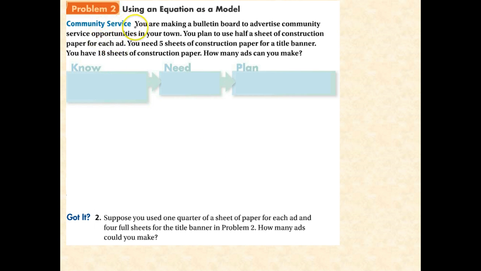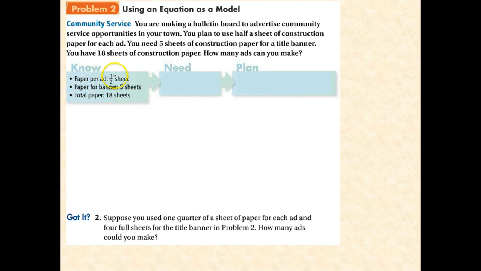Okay, problem 2. You are making a bulletin board to advertise community service opportunities in your town. You plan to use a half a sheet of construction paper for each ad. You need 5 sheets of construction paper for a title banner. You have 18 sheets of construction paper. How many ads can you make?